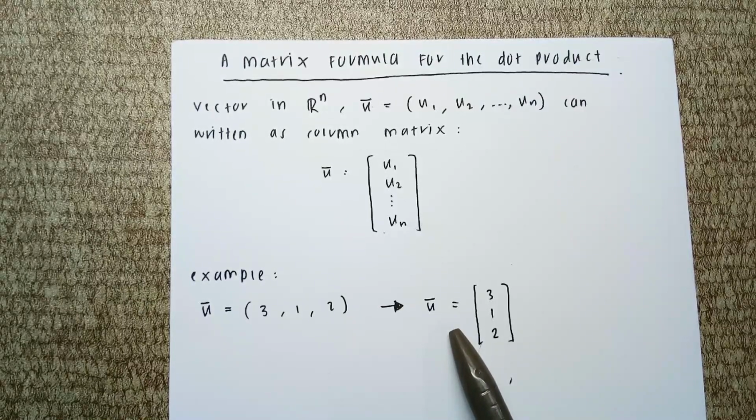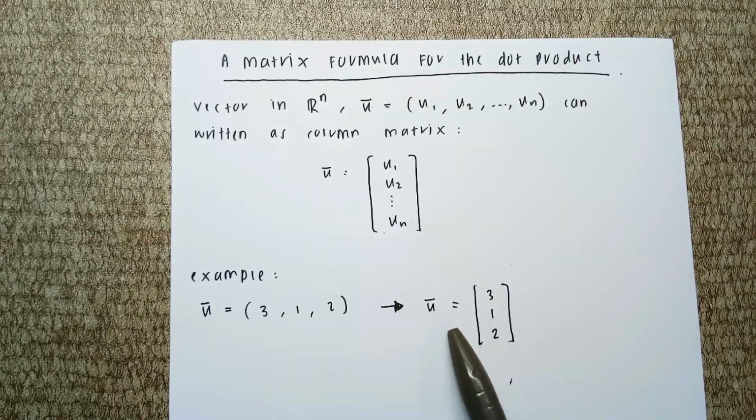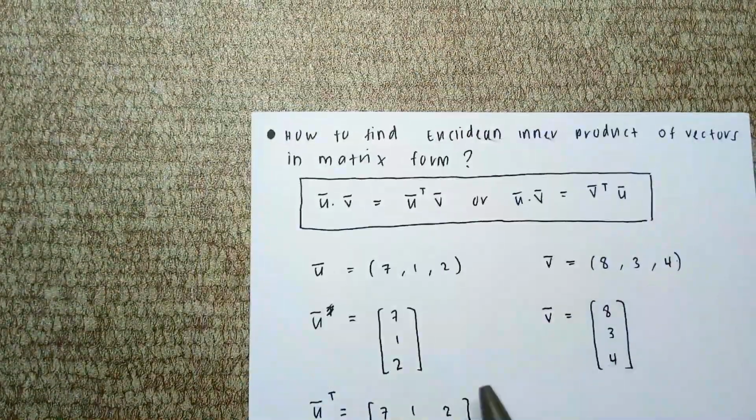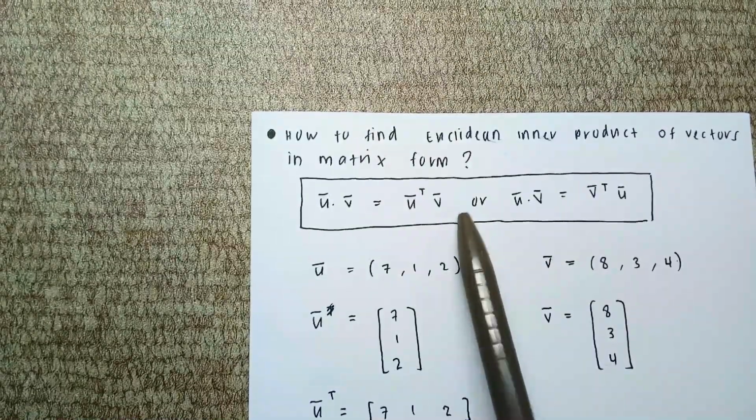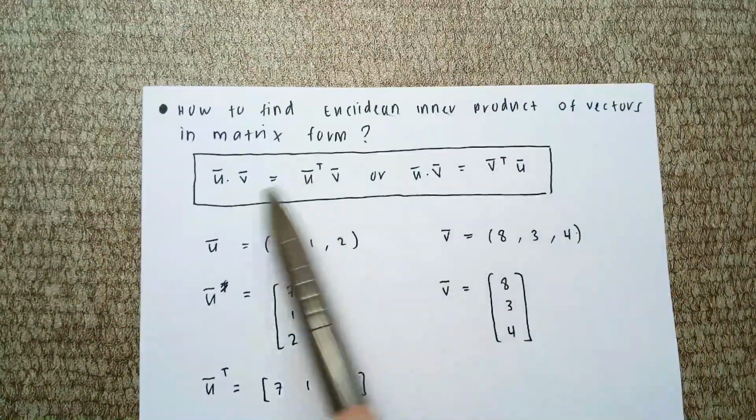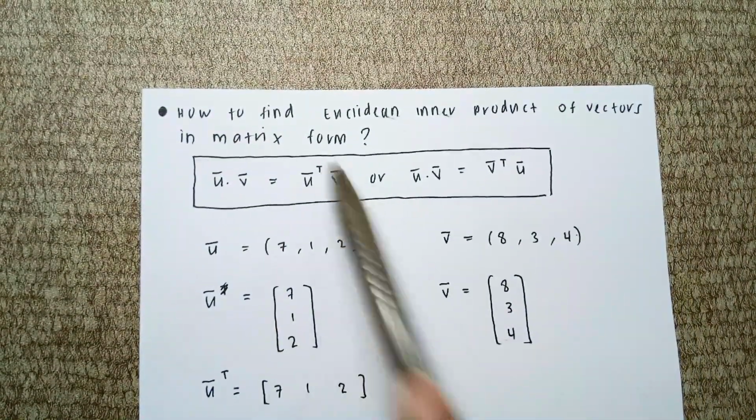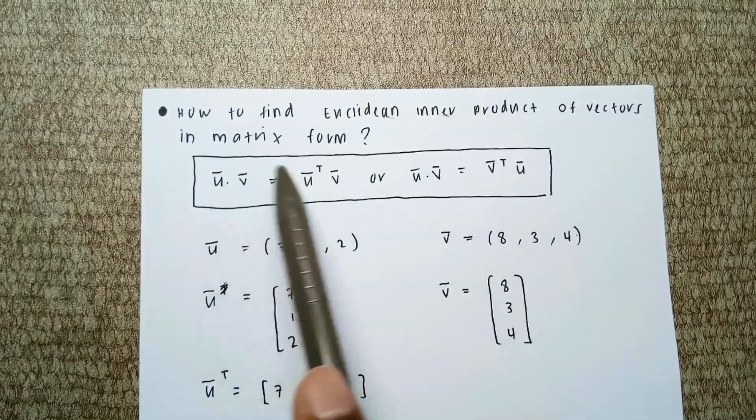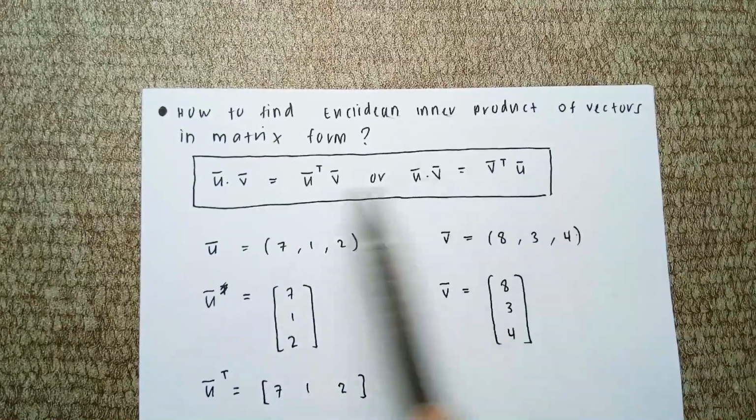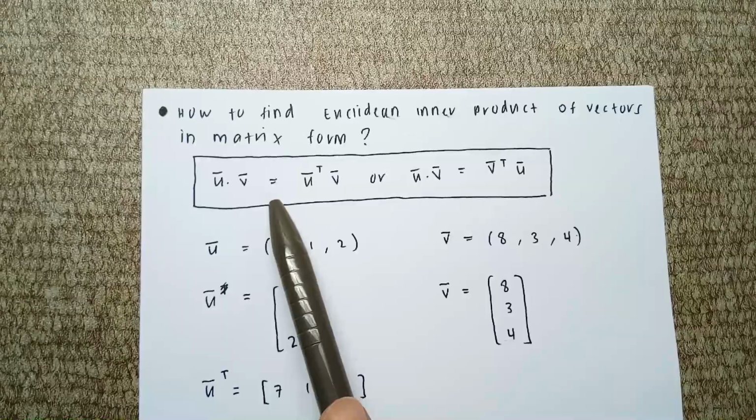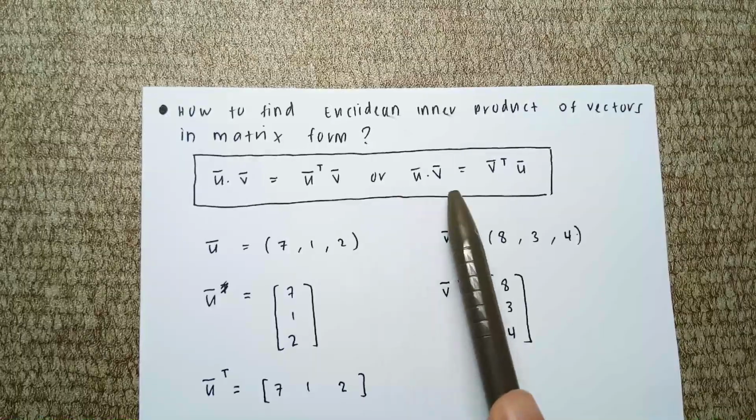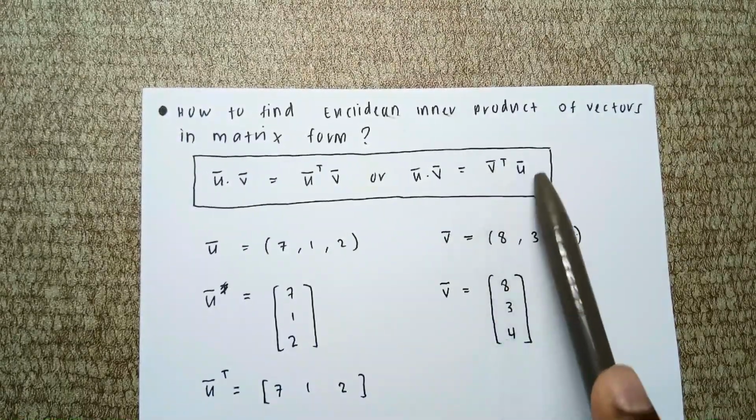So the question is how to find the dot product in matrix form. Let me read this question again. How to find the Euclidean inner product of vectors in matrix form. To find the inner product of vectors in matrix form, here is the formula that we have to follow, which is u bar dot v bar equals u bar transpose v bar, or we also can use the formula v bar transpose u bar.